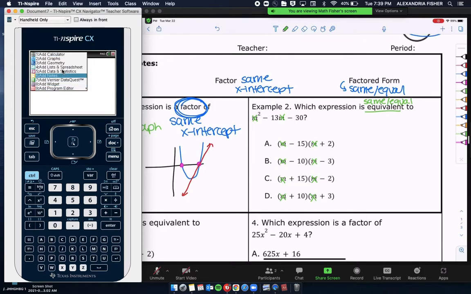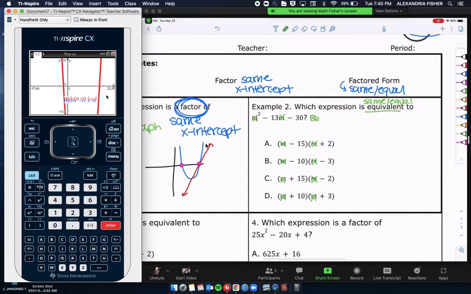So let's try that way. New document, press no, add graph. You have x squared minus 13x minus 30, enter, and I get this blue graph right here, this blue line. We're going to zoom out so you can see the whole thing. There it is. There's that U. And then now we're going to graph A. Tab, we're going to graph A. x minus 15, then x plus 2, enter. And so this one came out blue, and this one came out red. And see how that red one fell right on top of the blue one?